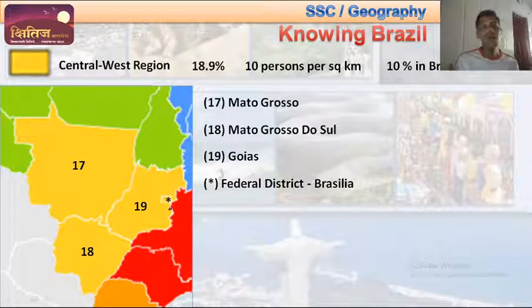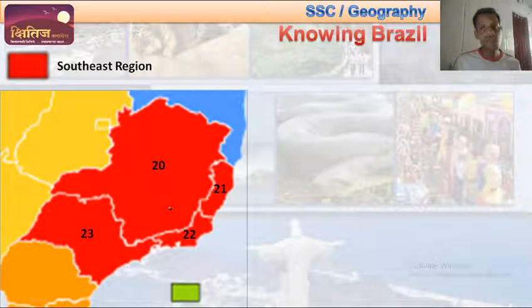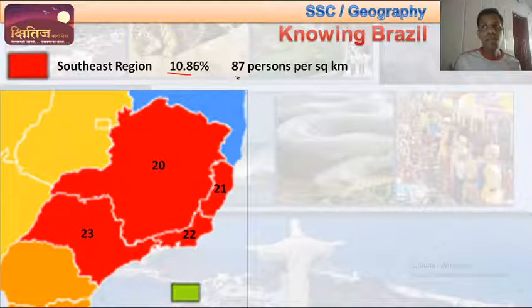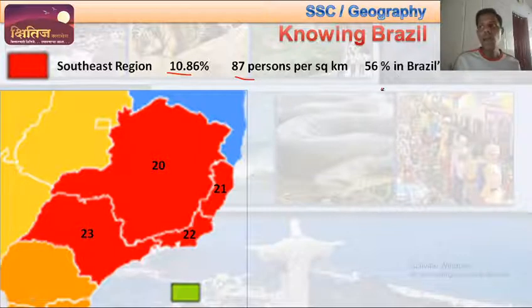Okay, let us now go to the most densely and economically well developed region of Brazil, that is the southeast region. It has 4 states. It covers only 10.86% of total land area of Brazil, but here the density of population is very large, 87 per square kilometer as compared to the other parts of Brazil, and it contributes 56% of Brazil's GDP. So these 4 states are the richest states of Brazil. Let us see what are their names.